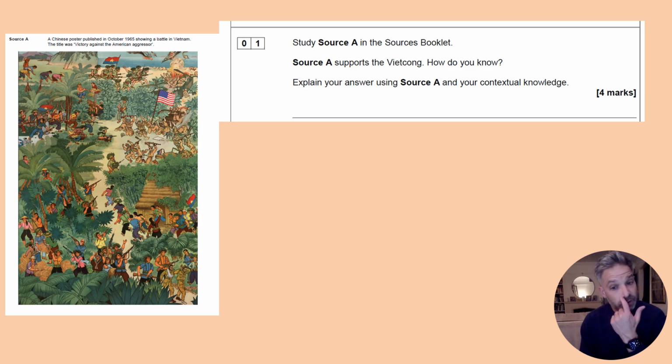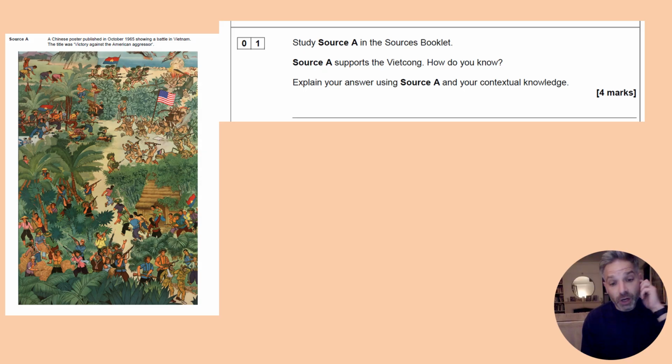Okay, let's look at question number 1. So the first question you'll get in the War in Asia paper will be a 4-marker. Always about 5 minutes. You can have a little bit longer, but you want to be aiming for around that amount. It will always be a picture, a primary source, from the time of the Korean or the Vietnam War in the case of the unit we're doing. And it will say, study the source. Source A supports something or source A rejects something.